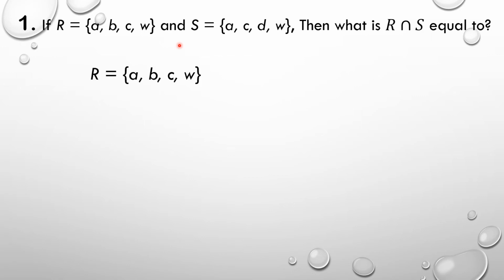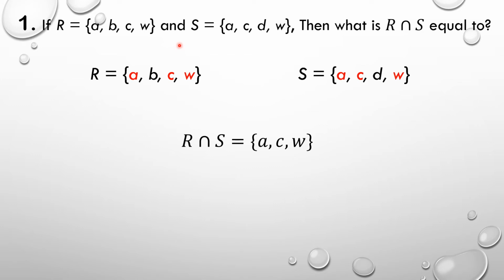So if R is the set with elements A, B, C, W, and S is the set with elements A, C, D, W, by observation, what are the elements common to both sets? These are A, C, and W. Hence, R intersection S is a set with elements A, C, W. That is letter D.